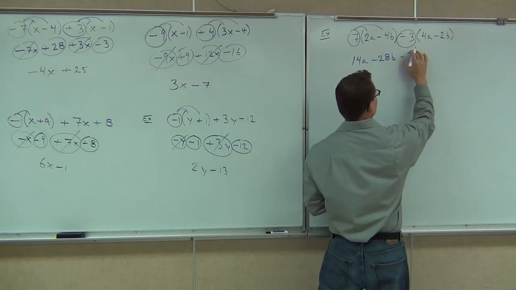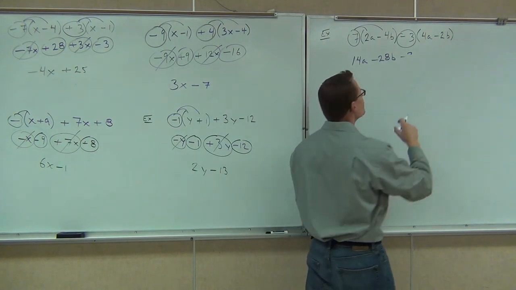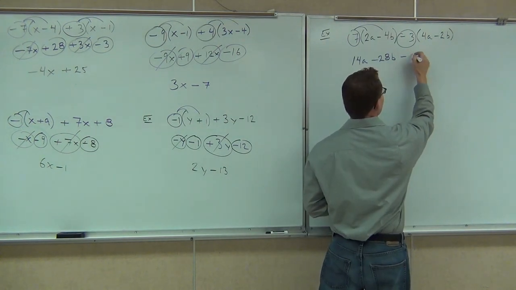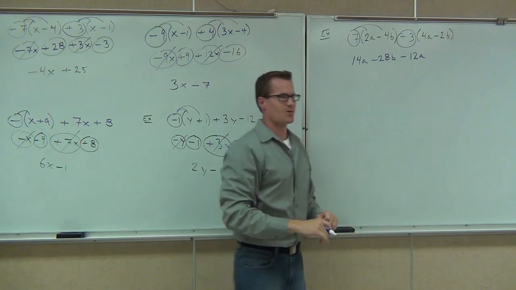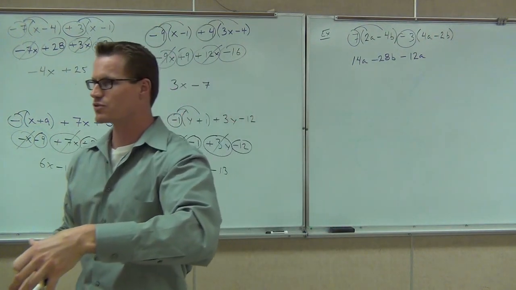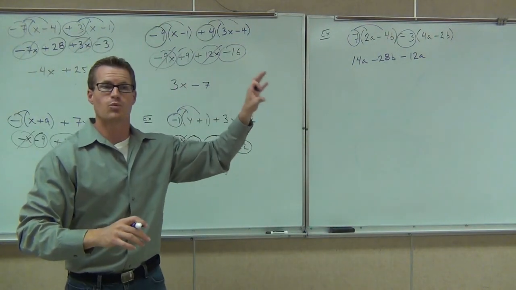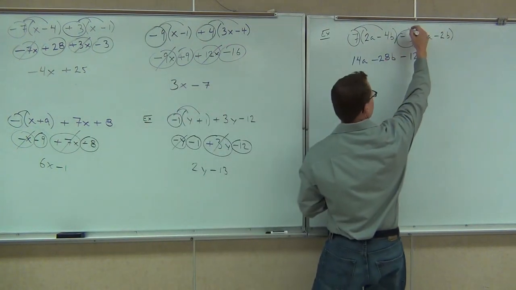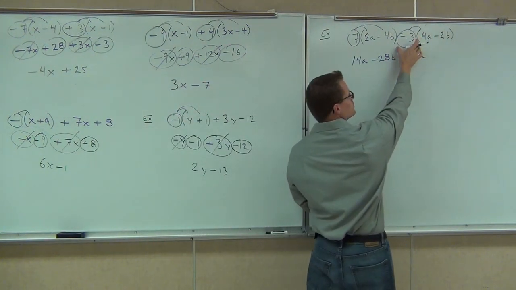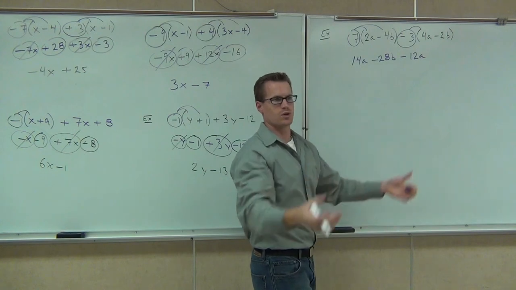Negative, I just got it wrong, actually. I was going to write it wrong. Ironic. Negative 12a. Everybody's going to get that part, because if you just bring it down, you're going to get negative 12a, right? It's the next one I'm worried about. That's why I have you circle it. We do negative 3 times positive 4a. Of course, we get negative 12a.